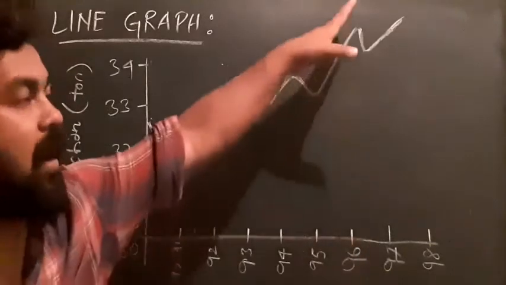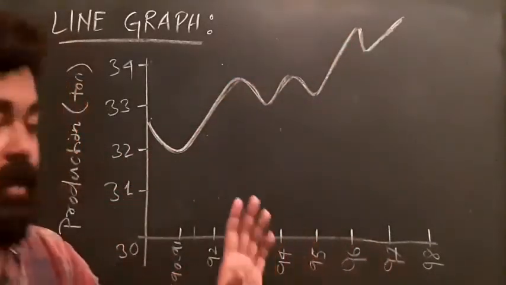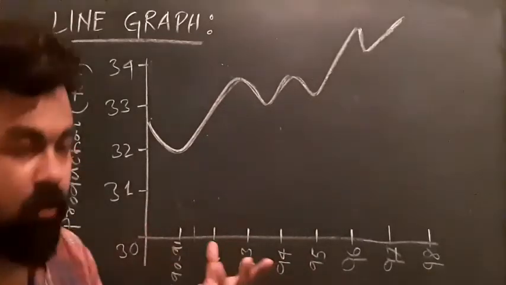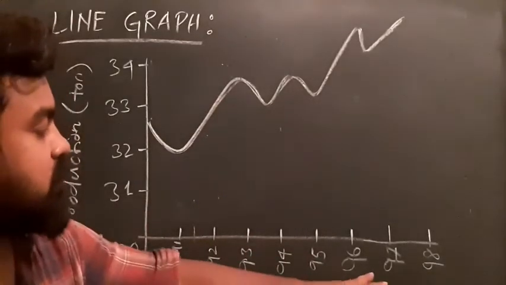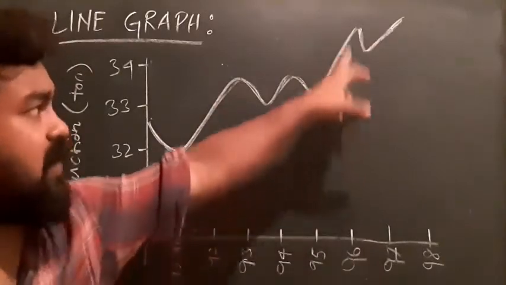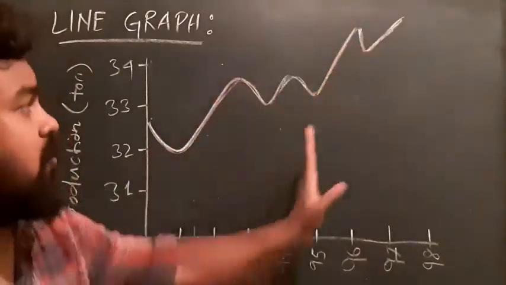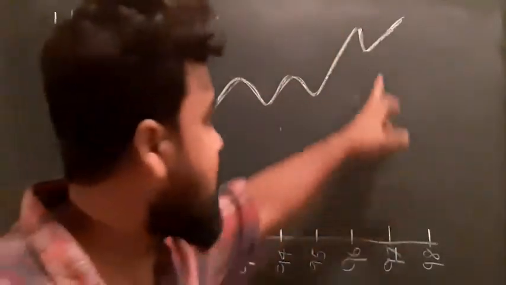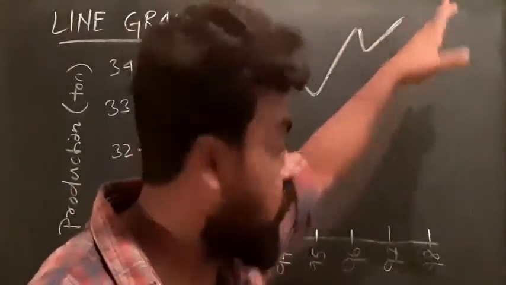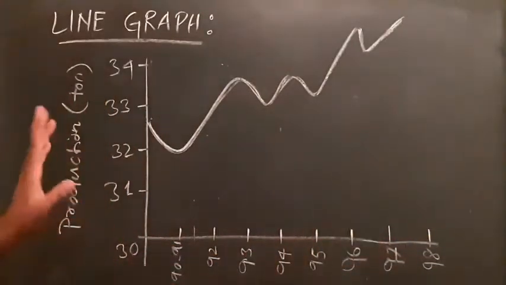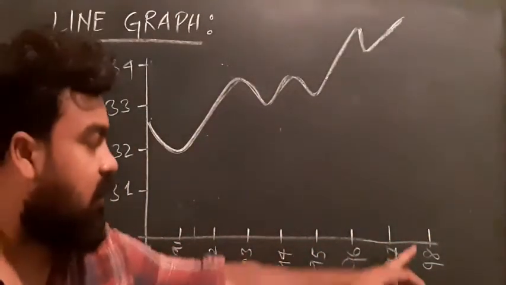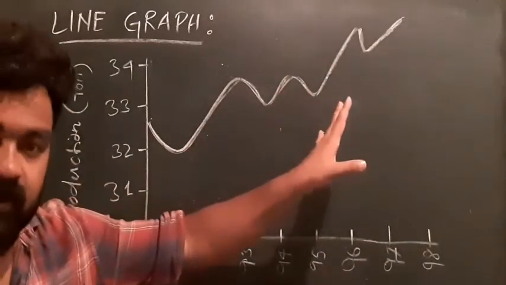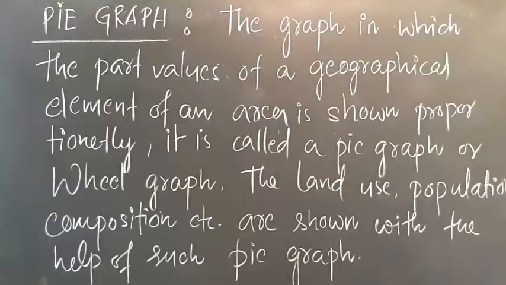Again in 96, somewhat up, because of some causes behind this. So the line graph is showing an upward direction. That means the trend of production is high. The production is increasing. Again in 97, it is somewhat lower, but likely to be increasing, not down. So that means from 1990 to 98, within this stipulated time, production is actually increasing. So this is the line graph.